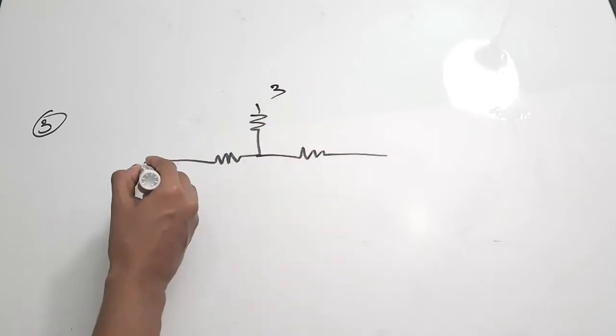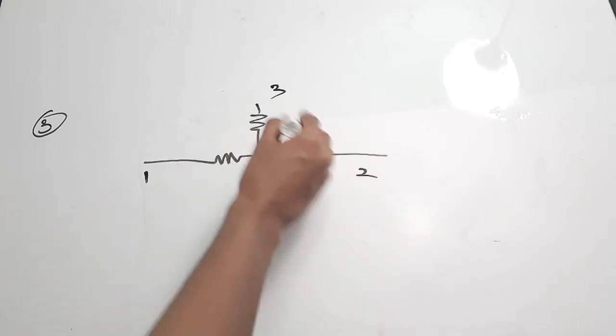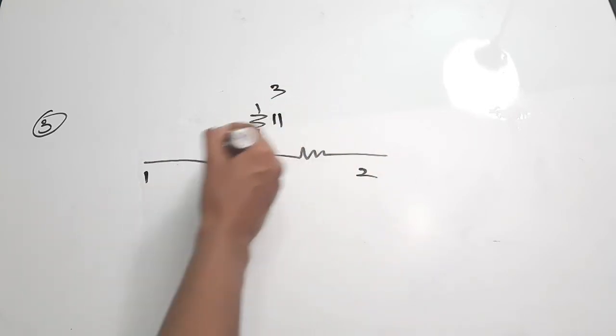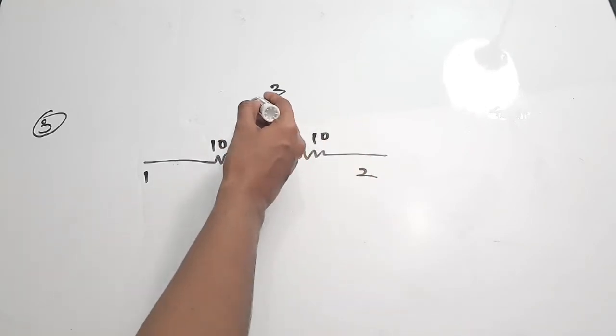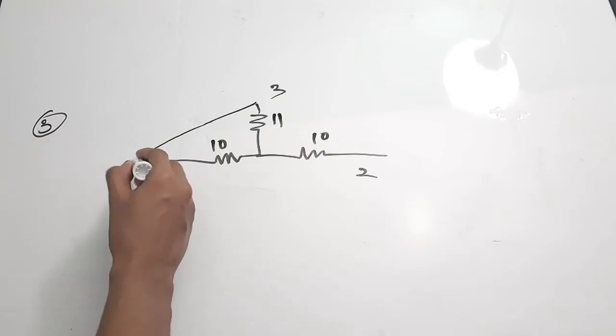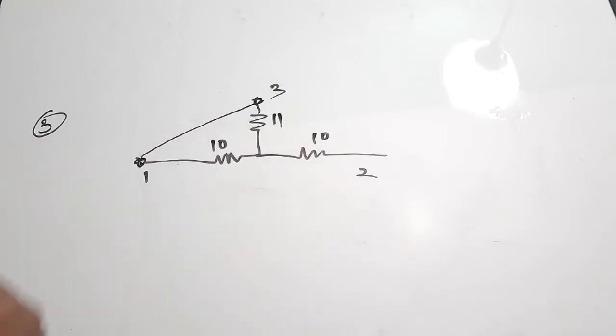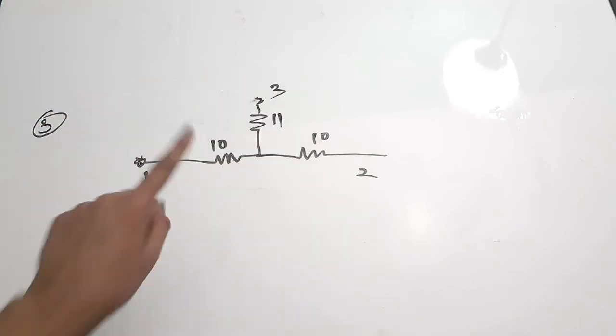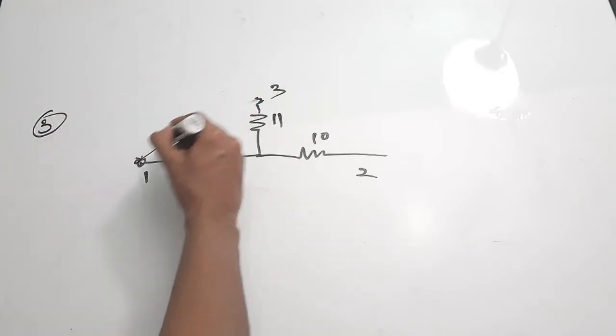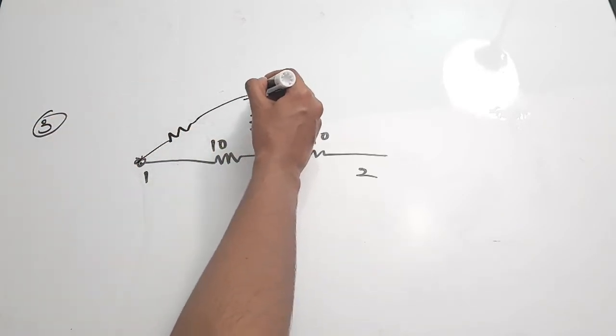This is 3, this is 1, this is 2. The resistances are, this is 11, this is 10, this is 10, right? Now you need to find the equivalent between these two nodes. This is node 1 and this is node 3. What is the equivalent resistance between node 1 and node 3 in the star network shown? So this underlying network is a star network, right? And you can form a delta out of this.